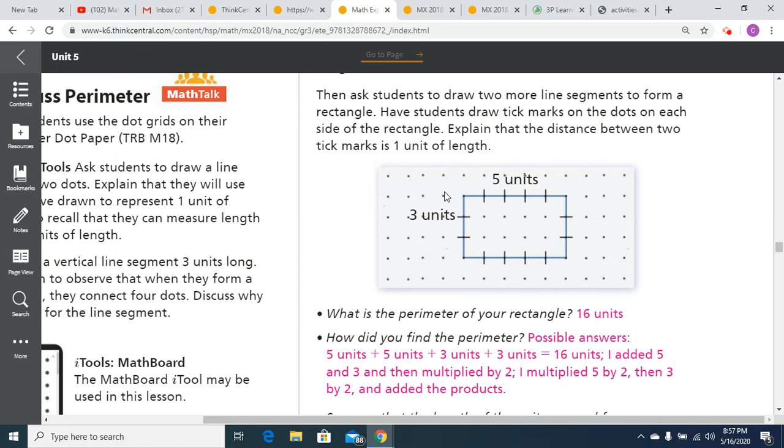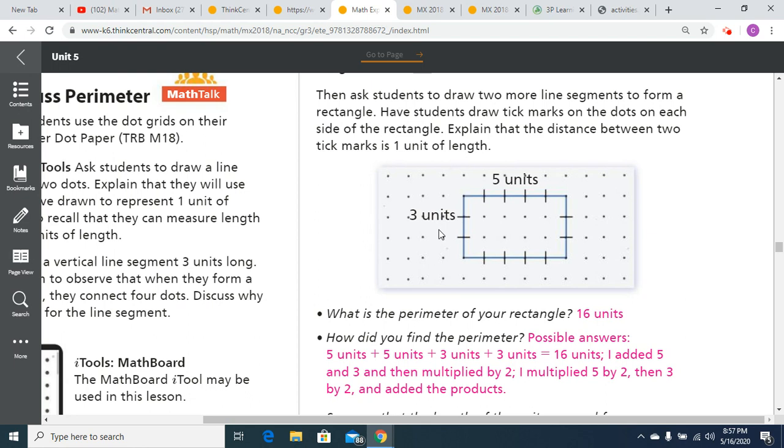Now, if I want to find the perimeter of this rectangle, and I already know that this line segment is 5 units long and this line segment is 3 units long, I know also that the line here on the bottom is also 5 units because it's the same length as this one. And that this line right here is a 3 unit line segment because it is the same length as this one, as you can see.